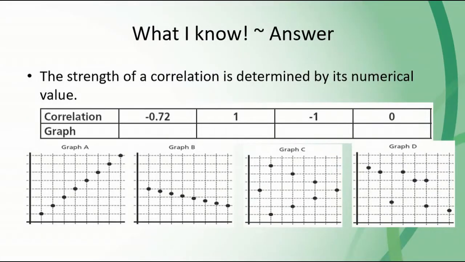Now here are the answers. The correlation negative 0.72 is on graph D. The correlation of 1 is on graph A. The correlation of negative 1 is on graph B. The 0 correlation is on graph C.